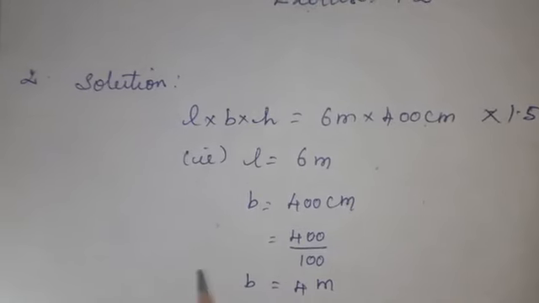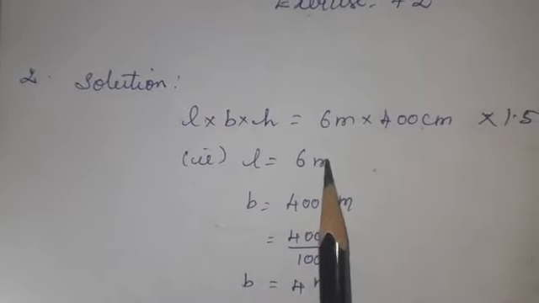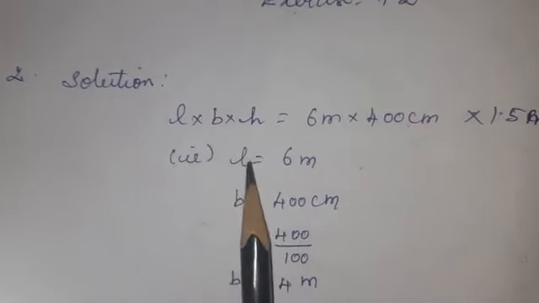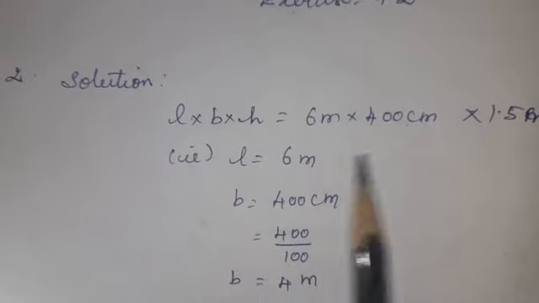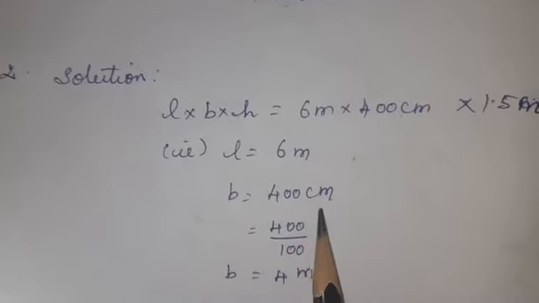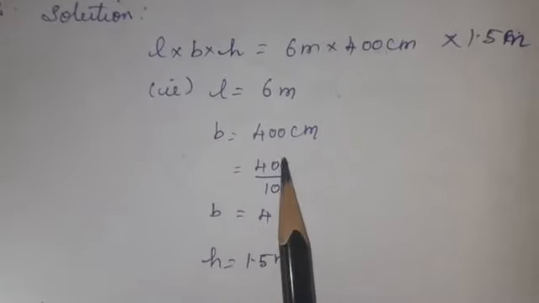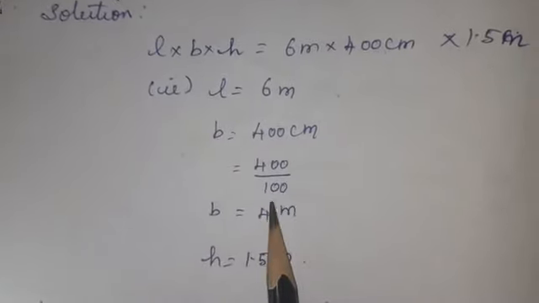Second question, solution. The dimensions I have written: that is what I explained in that question. The L value is 6 meter. The B value is 400 centimeter. That one I am changing into meter, so you should divide it by 100. Then only it will come as meter. If I divide it by 100, it will come as 4 meter.